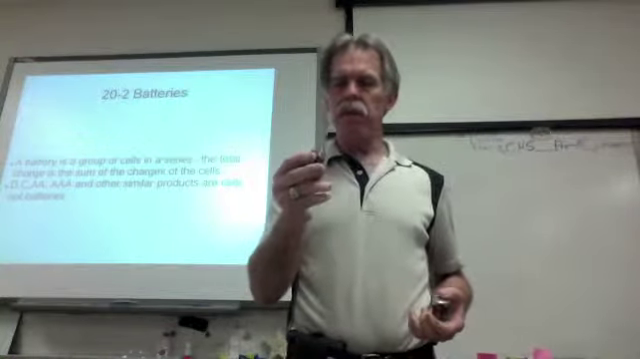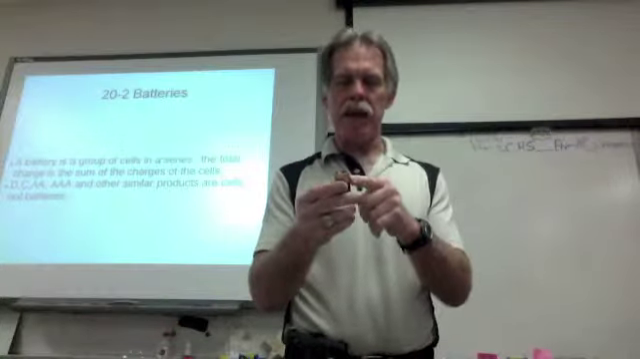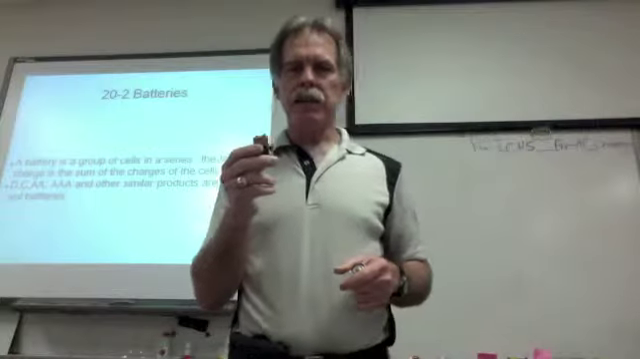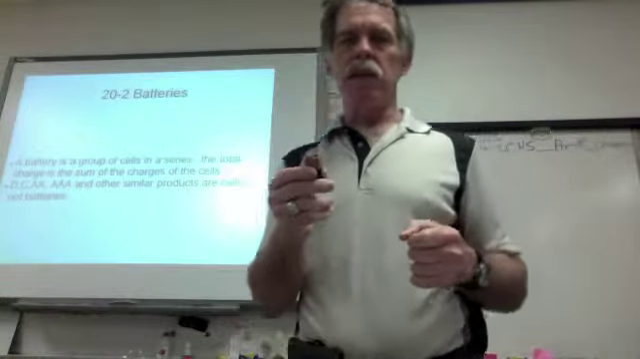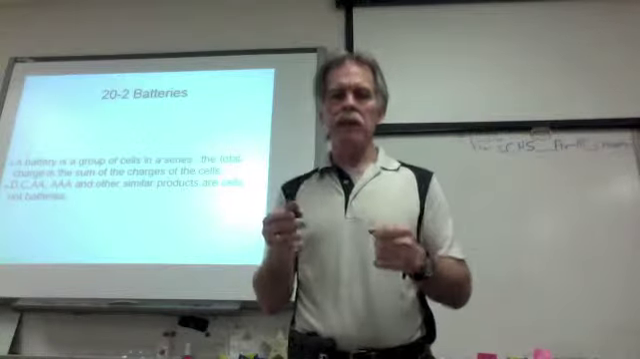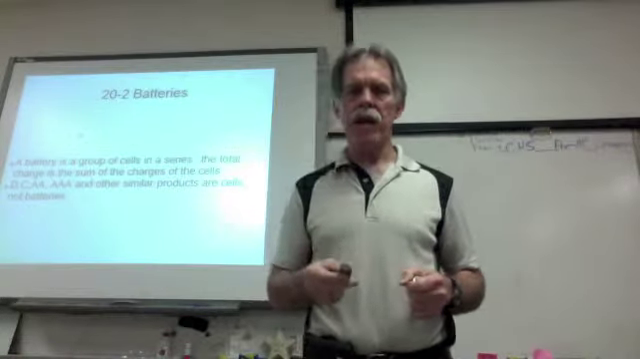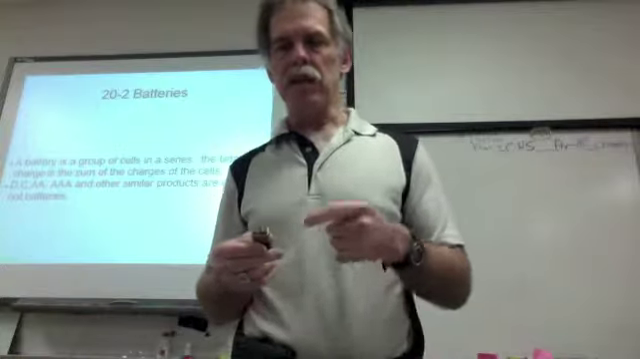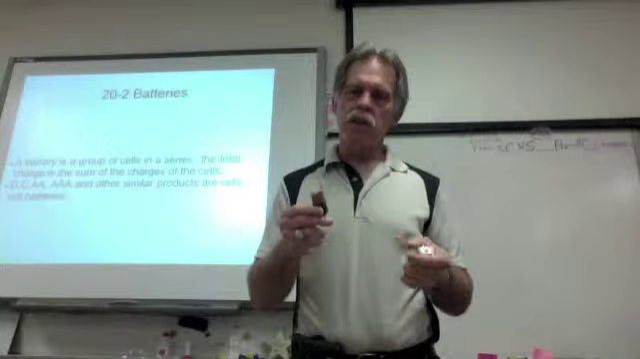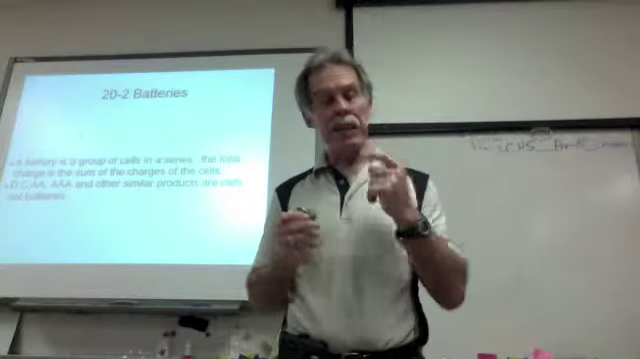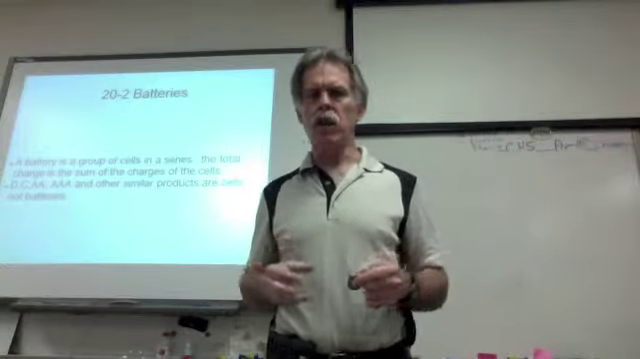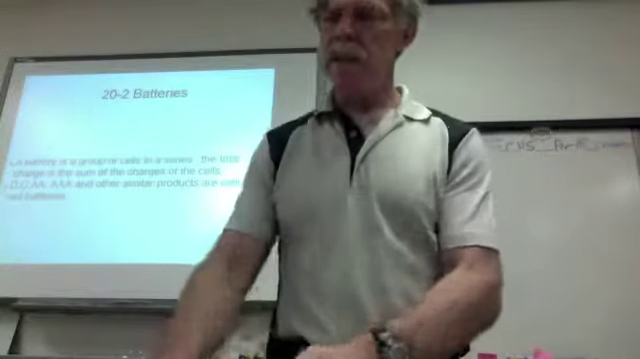So, if you open this up, you'll actually see that there's four little cylinders inside that are separate cells. And when you put cells together in a series, their voltage adds up. So here we have a 9-volt battery. We have four cells inside that total up to 9 volts. In your car, you have a battery. It is a battery, and there are 6 cells inside that total up to a little over 12 volts.